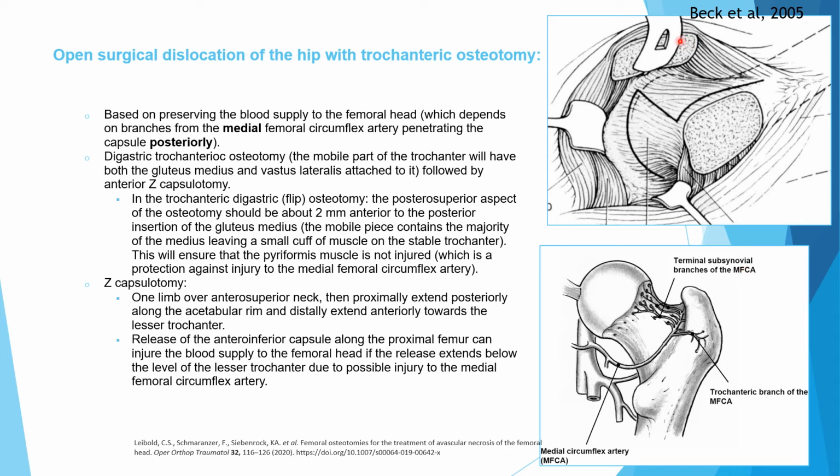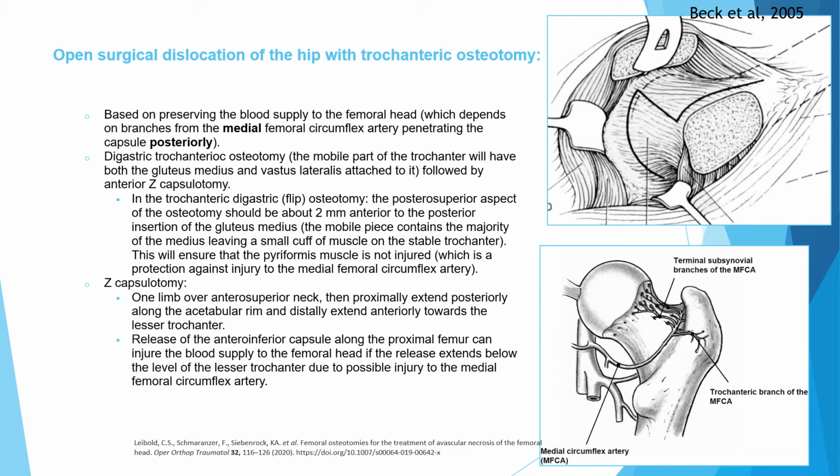So you will do the trochanteric osteotomy. It's called digastric osteotomy. It has the gluteus medius on one side, vastus lateralis on the other side. How to know that you will not cut the piriformis? The best way is to leave about 1 millimeter to 2 millimeters of the gluteus medius attached here. That's an indication that you're going to leave the piriformis intact.